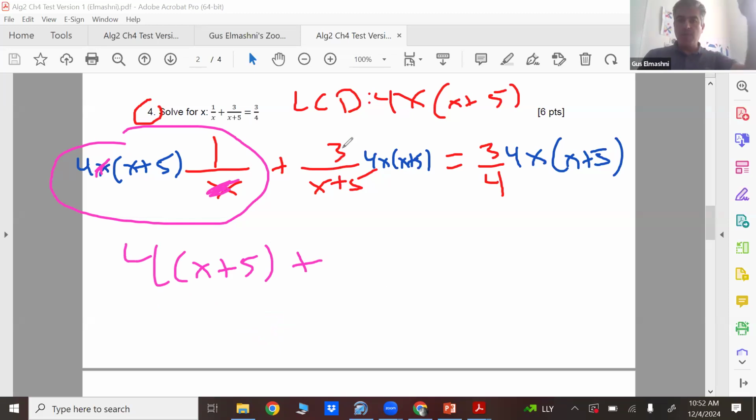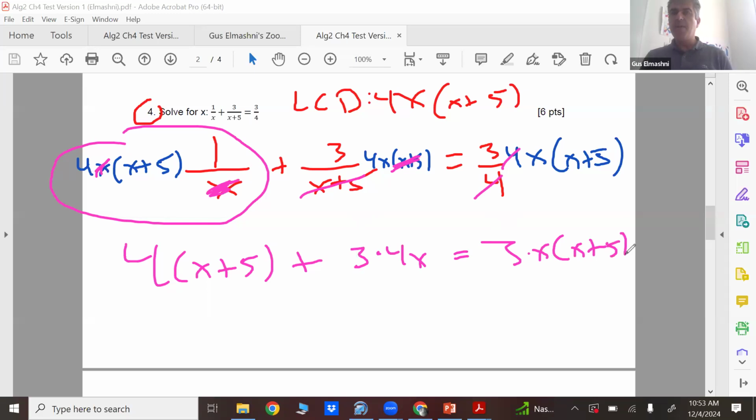Now look over here. You have 3 over x plus 5, and what do you have to the right of it? 4x and x plus 5. What can you cross off here? What are you stuck with? 3 times 4x. Okay, now look on the right side. What do you see here? What can you cross off? 4. What are you stuck with? X times X times. We've immediately busted the fractions. You do this, it should be smooth sailing afterwards. If you don't do this, best of luck. Seriously, you really got to bust the fractions right away. So that's why I recommend it.